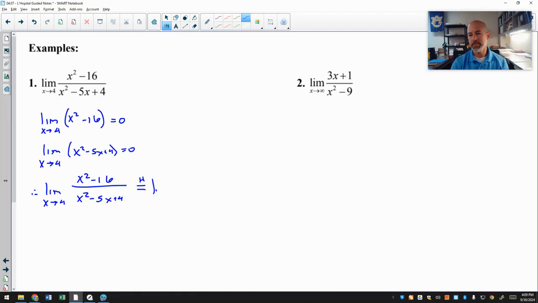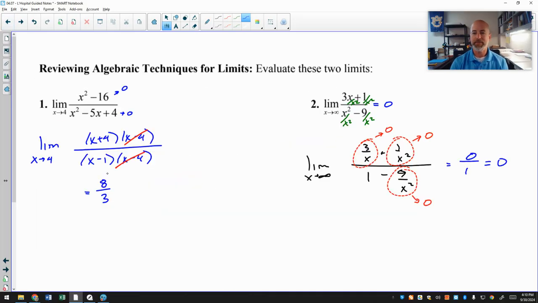L'Hopital's rule says that the original function's limit is equal to the limit of the derivatives of numerator and denominator. And keep in mind that we differentiate them separately. We're not quotient ruling this. So the derivative of x squared is 2x, and the derivative of the denominator would be 2x minus 5. And now we can substitute 4 in for the x's. 2 times 4 is 8. 2 times 4 minus 5 is 8 minus 5. That's 3. And we got the exact same answer we got through algebra.